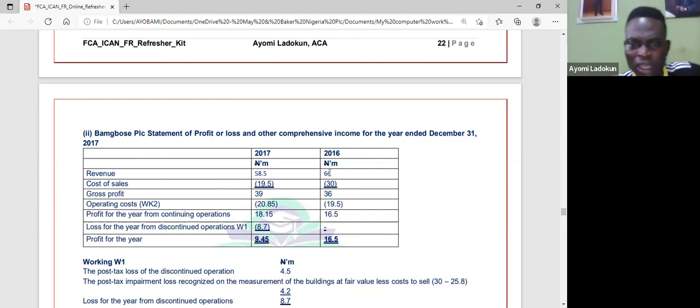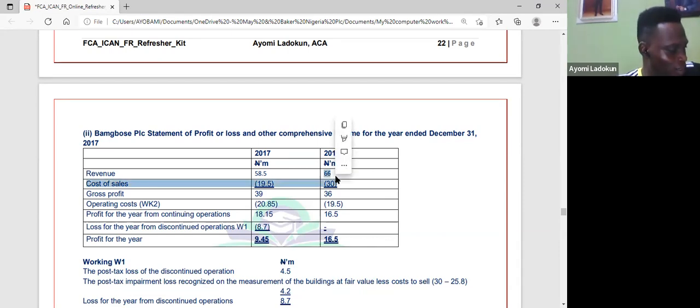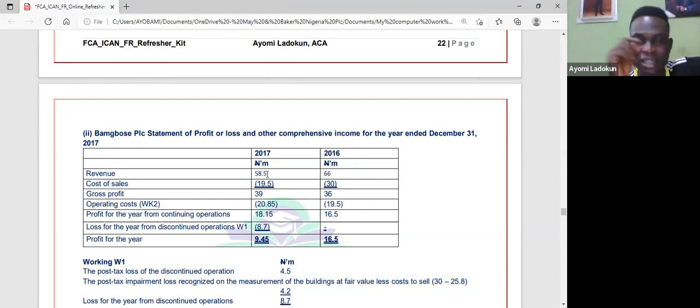Now, if you check the question, go and get the revenue of online and retail outlet for 2016. That's 48 plus 18, you're going to get 66. So that's how the 66 was gotten. But when you come to 2017, you will only report the revenue of the continuing operation, which from the question is 58.5, because on 1st July the operation was discontinued. So when I'm preparing my accounts at year end, I won't show its revenue. The only thing I will show is either loss or profit from the discontinued operations.